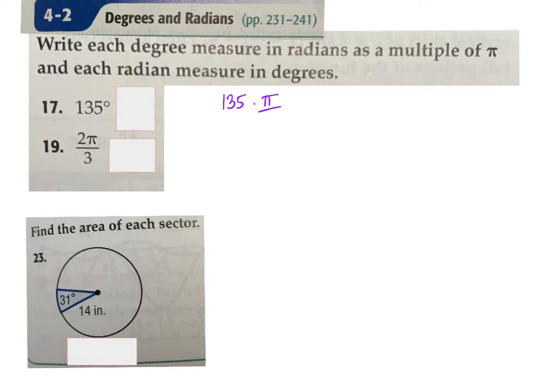135 times pi over 180, and you want to reduce that out and leave it as a fraction, which would give you 3 pi over 4. All right. For the 2 pi over 3, you want to do the same thing, 2 pi over 3 times 180 over pi, and you want to cross cancel and reduce there as well to get 120. And just pay attention to your reducing.